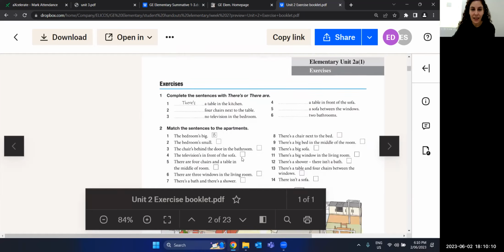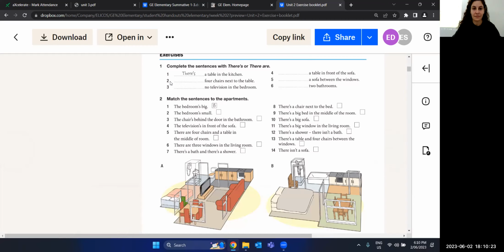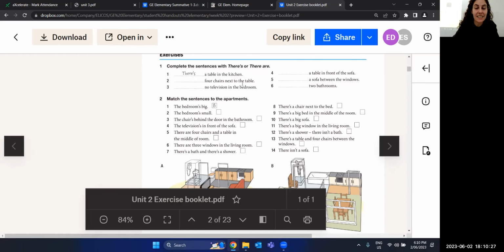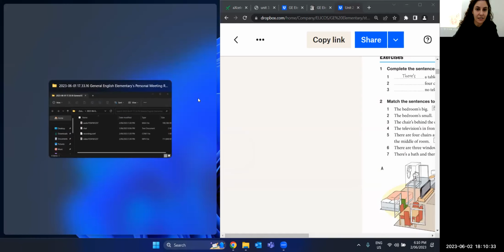Number 1, let's do the exercise. So there's, which is singular for one, or there are. So there's a table in the kitchen. Number 2, Roxana. Looks like chairs, so plural. There are, yes. So there are.